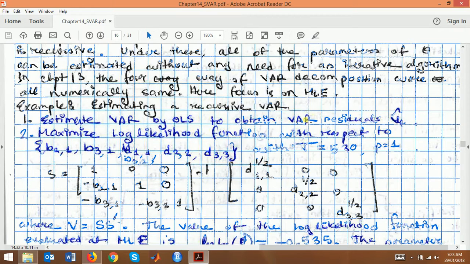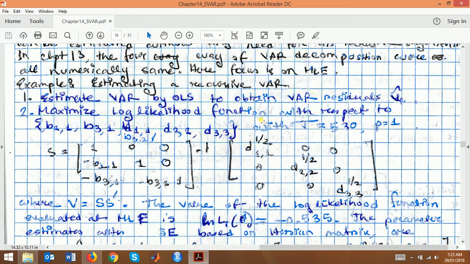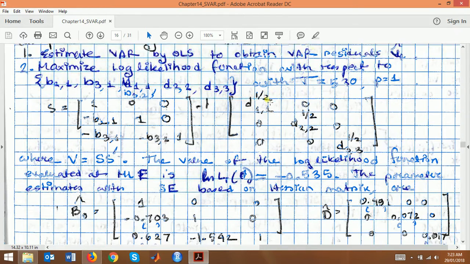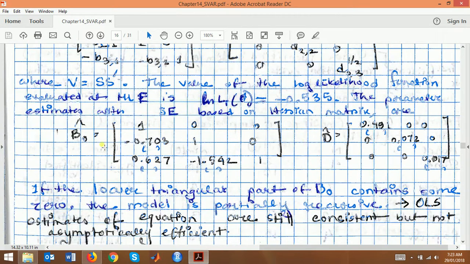For example, if you have a recursive VAR, estimate VAR by OLS as before in chapter 13 we discussed to obtain VAR residuals, and then we could do maximize. If it's a VARMA model, we could maximize the log likelihood function with respect to all these elements s and d, and where V is equal to S S transpose, we receive the value of the log likelihood function, the standard errors, beta parameters, and d, everything, right?